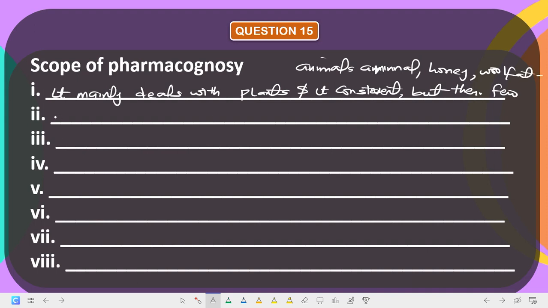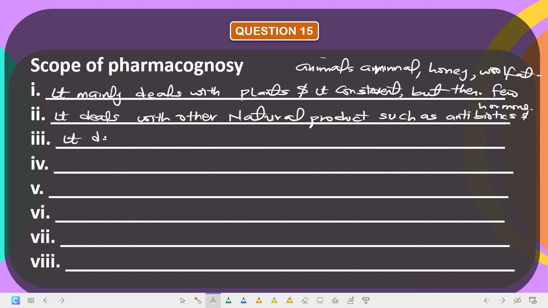Then number 2, it deals with other natural products such as antibiotics and hormones.